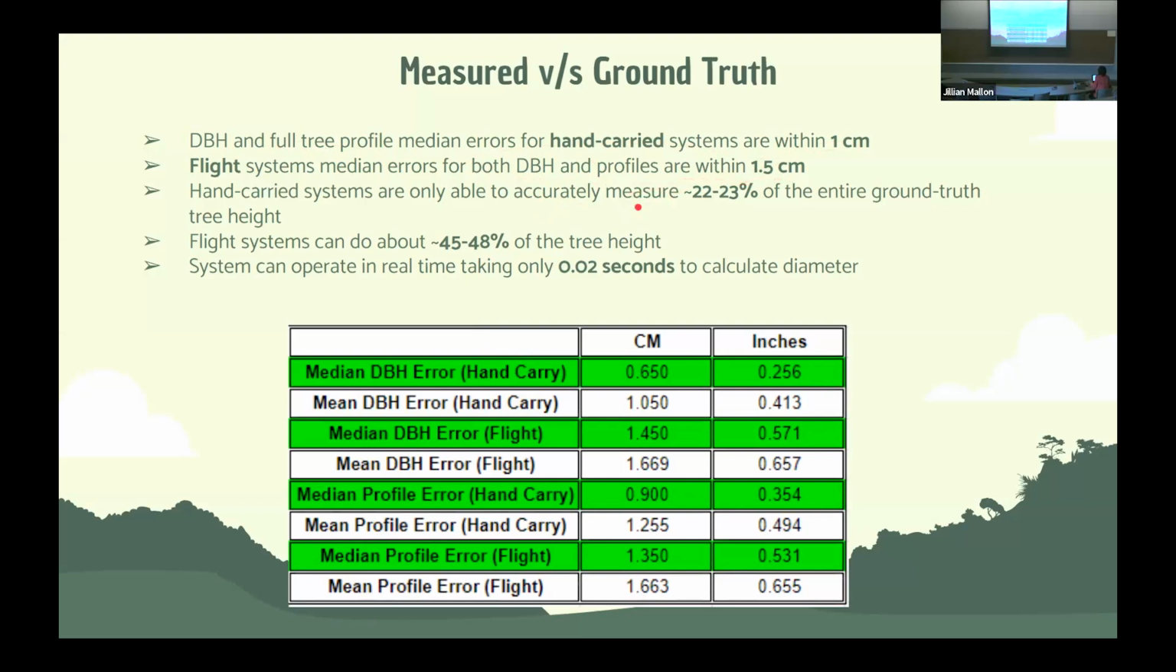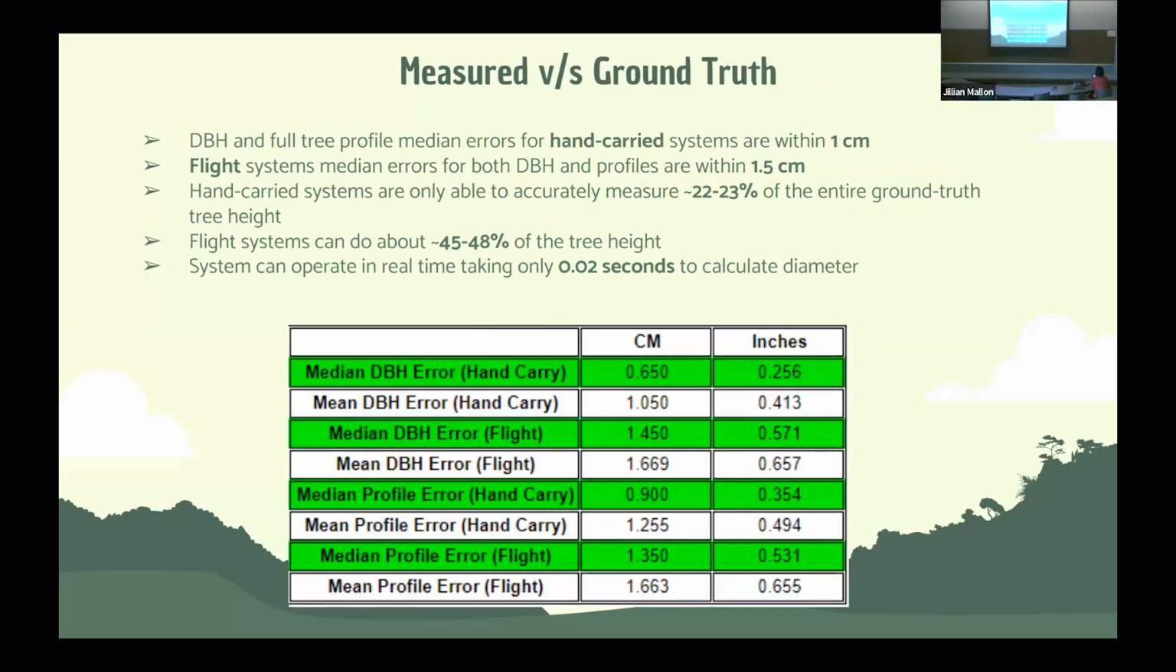But here comes the main advantage of using flight: hand carried systems are only able to measure approximately 20 to 23% of the ground truth tree height. Flight systems are able to do double, because obviously they're able to fly without losing too much accuracy. I also did some time complexity analysis. It just takes 0.02 seconds to segment out and get all of the diameters, which makes the process real time.